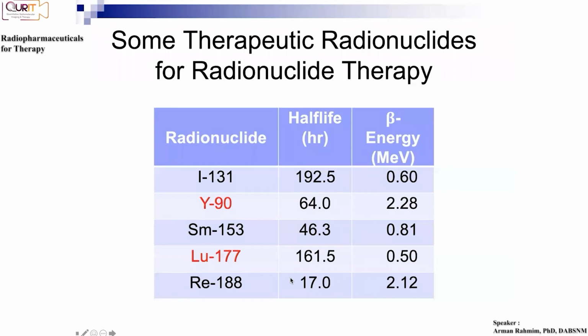So just to show you some examples of radionuclides and their half-lives. These are physical half-lives, but because of biological half-life, the effective half-life will be less than these. For example, yttrium-90 and lutetium-177 are two radiotracers that we're going to especially talk about today because there are so many exciting applications happening. But historically, iodine-131 has been at the frontier.